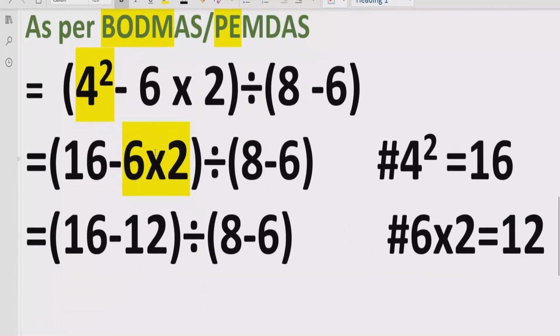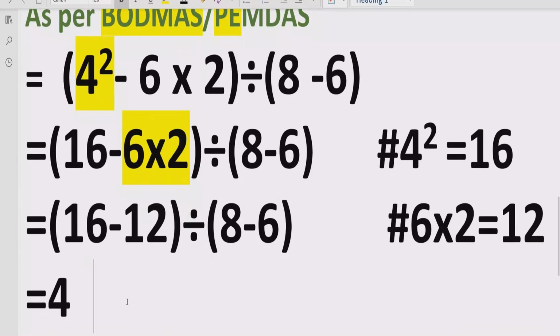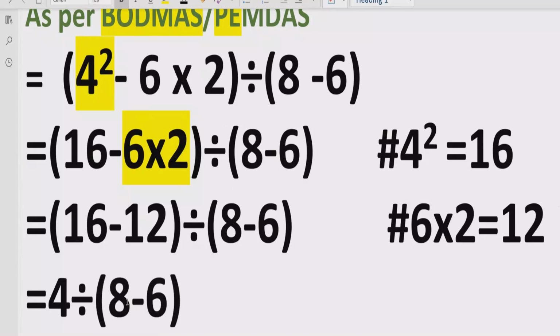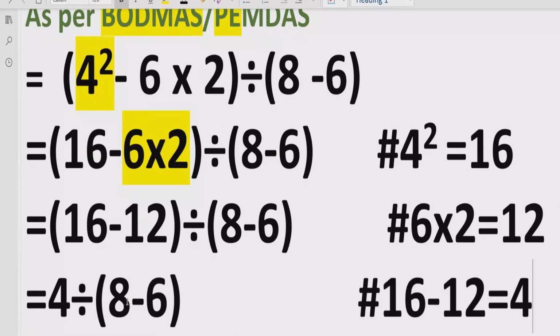Now move forward, step number 3. Division and multiplication inside the bracket we have solved. Now we have to solve this bracket first. So we have to solve the addition and subtraction, because in this bracket we have only subtraction. So now we have 16 minus 12, which is equal to 4, and divided by 8 minus 6, we will write here as it is. And here we have to give the reference 16 minus 12 equals 4.